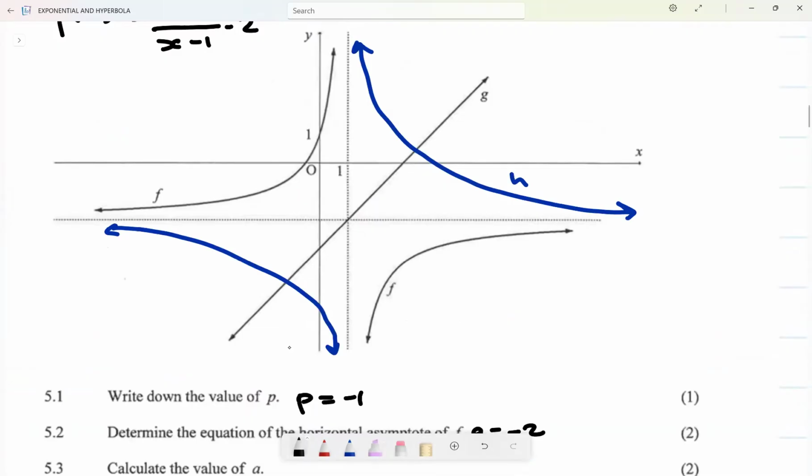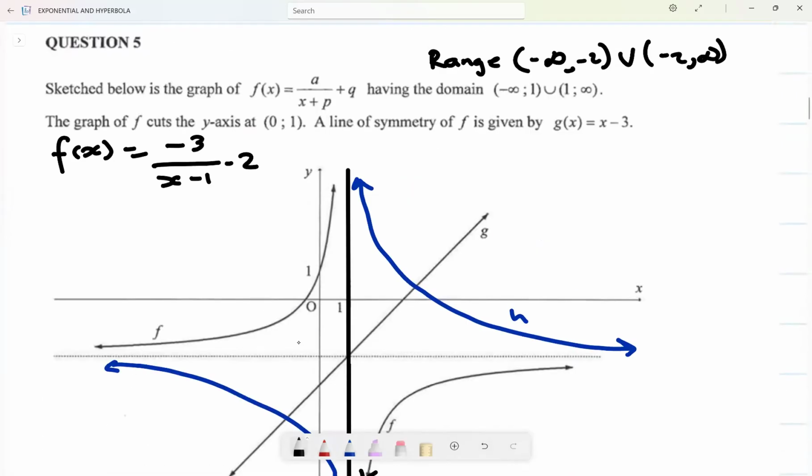So can you see they took this graph and they reflected it across this line, x is equal to 1? They took this part and they reflected it across the line x is equal to 1. And then they took this portion and reflected it across that line. When they reflect it, it becomes basically like that.